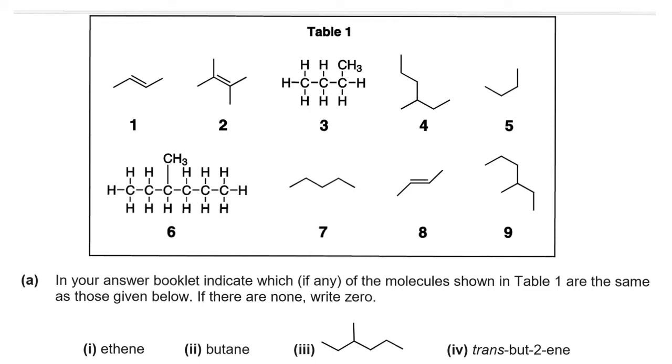Finally, we need to identify the molecules in table 1 which match trans-butene structure. So remember, in trans-butene we've got a double bond in the middle of a 4 carbon chain, and then we've got the 2 substituents on either end of the double bond on opposite sides. So that is consistent with structure 1 and structure 8. Structure 1 and 8 are the same, it's just rotated slightly. It doesn't match any of the others. The only other molecule that's got a double bond is number 2 here, but clearly that has more than 4 carbon atoms, so it cannot be trans-butene.